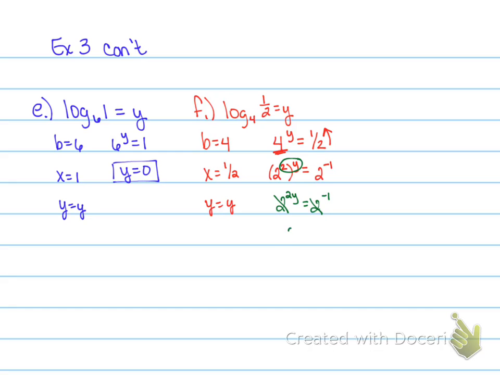One-to-one property. So 2y equals -1. Divide both sides by 2. And we know that y is equal to -1/2. Therefore, log base 4 of 1/2 is equal to -1/2. Alright, so this is going to be the end of video 1. And we'll start on video 2 next.